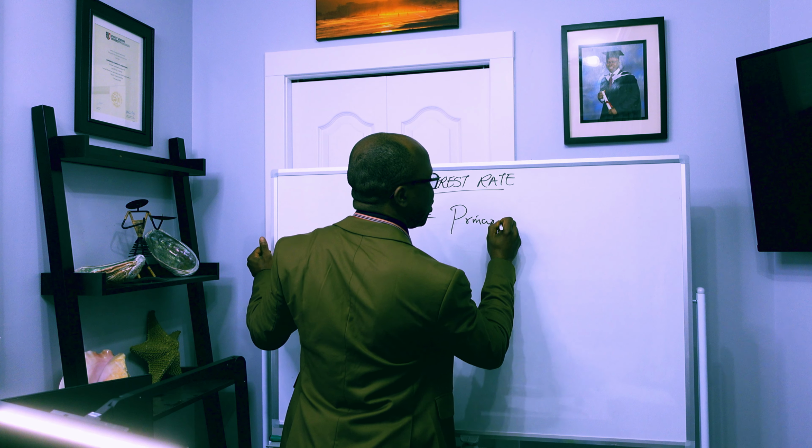So we have simple interest, we have compound interest. What we just calculated is called simple interest. So simple interest is principal times rate times time over 100. So this one is simple. Let's put the word simple here. Okay, so let's go to compound interest.